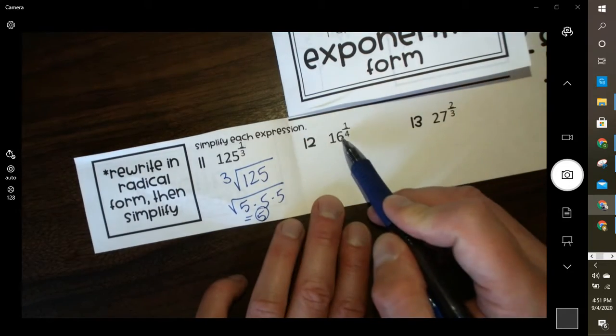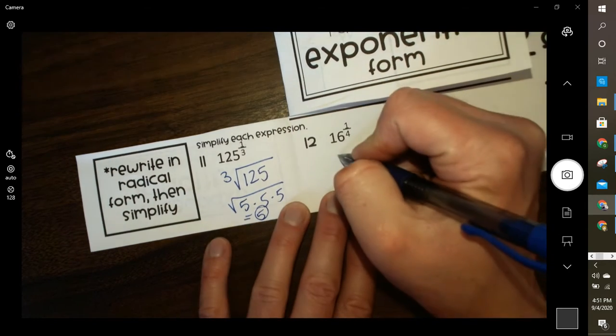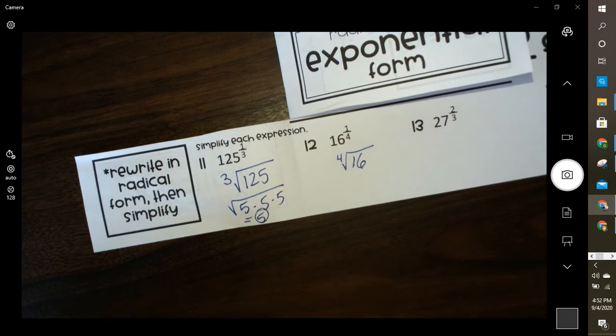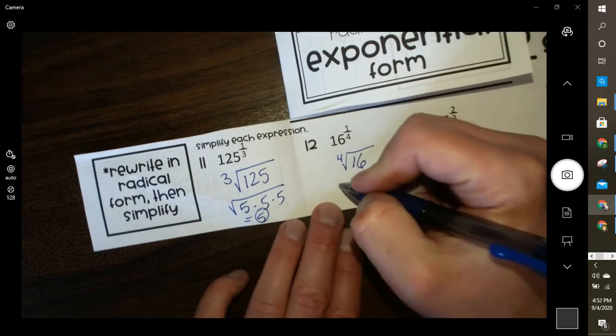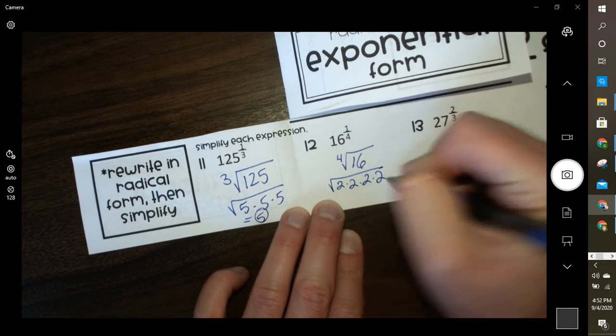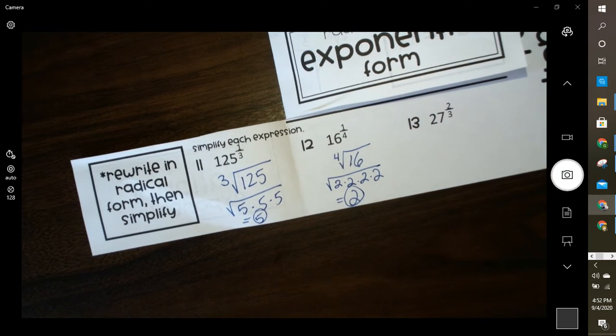Okay, our next one. See if you can move those numbers around to rewrite it. And here we're looking for the fourth root of 16. I think earlier we had the fifth root of 32. I believe the answer here is 2. 2 times 2 is 4, times 2 is 8, times 2 is 16. Final answer there, 2. Try to rewrite that last one.